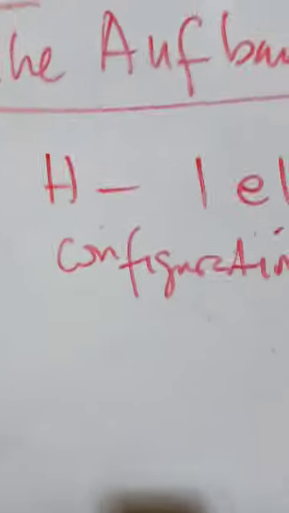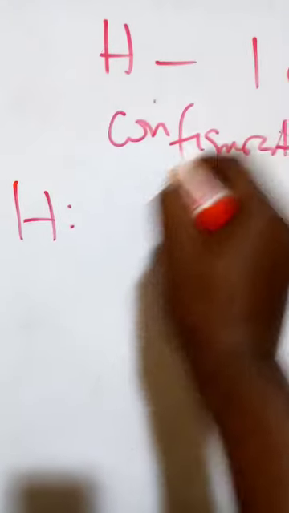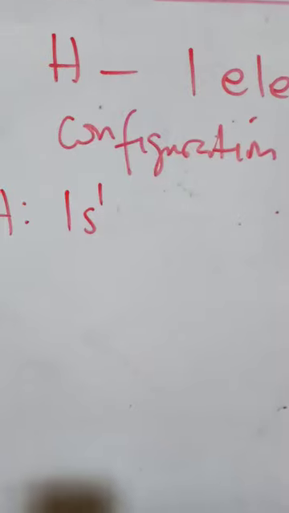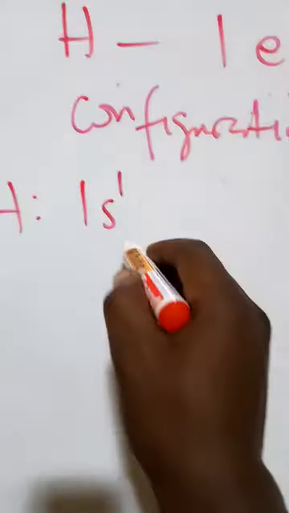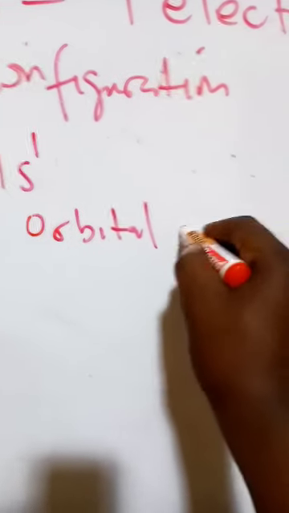For example, hydrogen only has one electron. We'll start with hydrogen, which has one electron. So we are going to write the configuration for hydrogen. Since it only has one electron, this one electron will fill up the s orbital. So this is the electron configuration for hydrogen, 1s1. We can also show this using the orbital diagram.